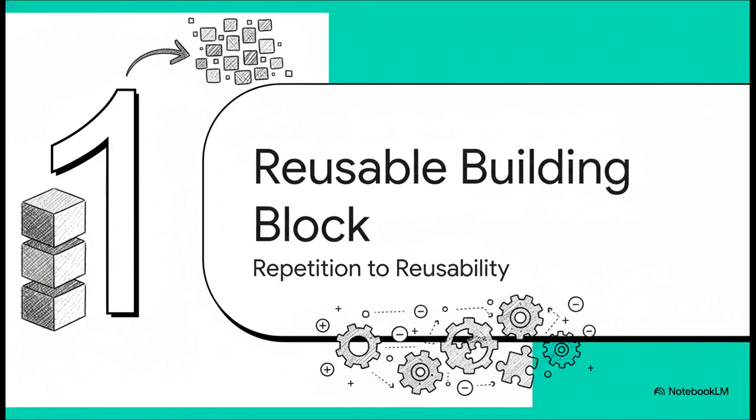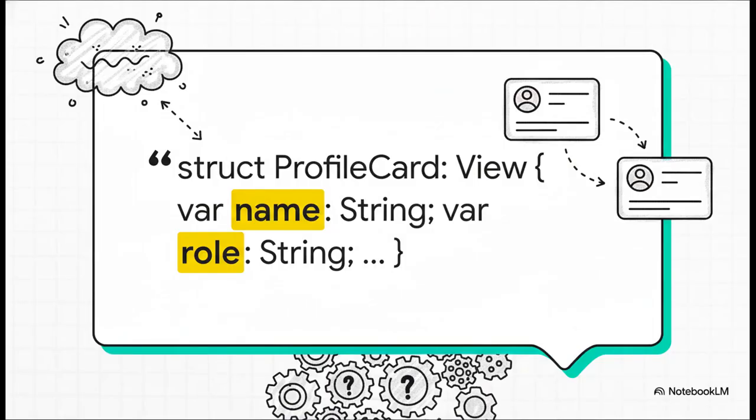The foundation of any great SwiftUI app is getting away from repeating code and moving toward creating these self-contained, reusable components. Take a look at this. It's a simple profile card. Think of it as a self-contained piece of UI that knows one thing: how to display a name and a role. The cool part? It has absolutely no idea where that data comes from, and it doesn't need to. This is what makes it a pure, totally predictable view.